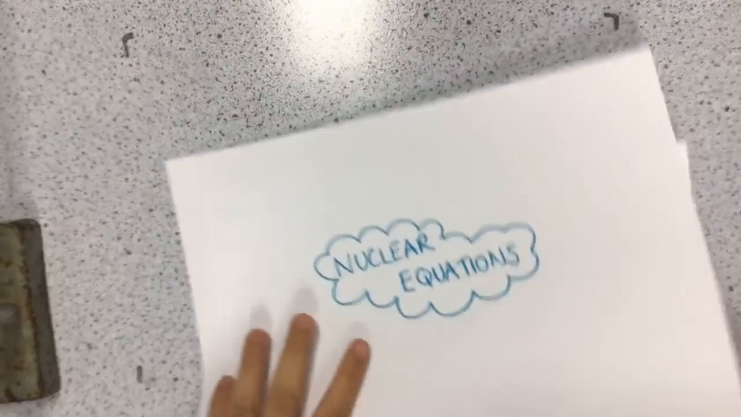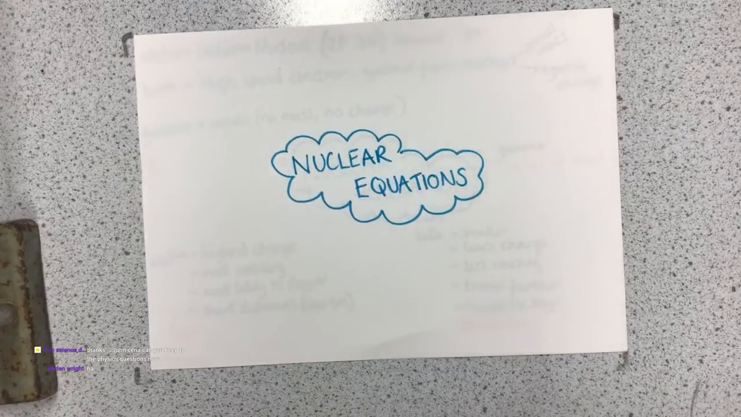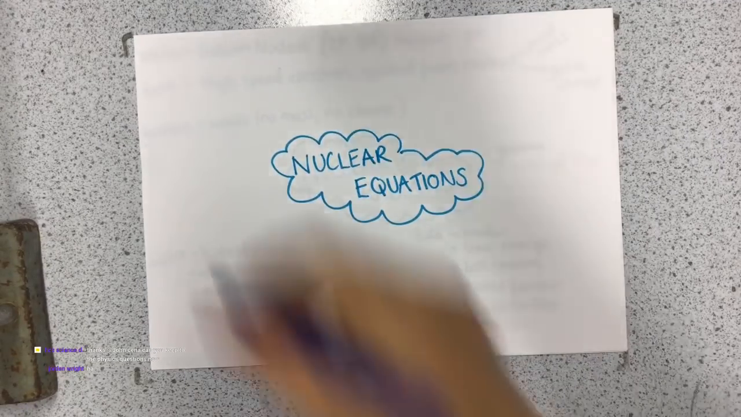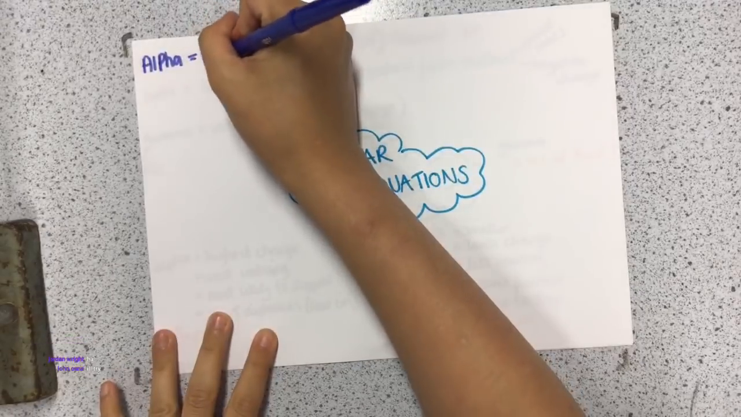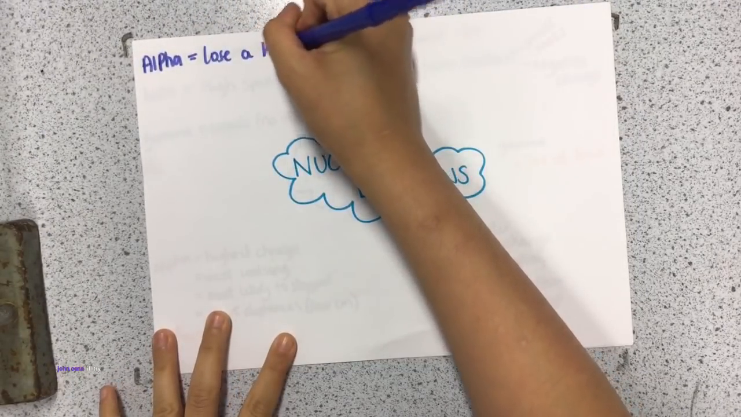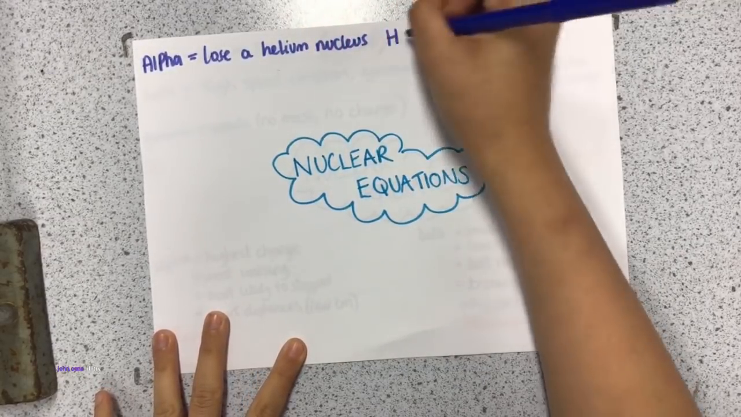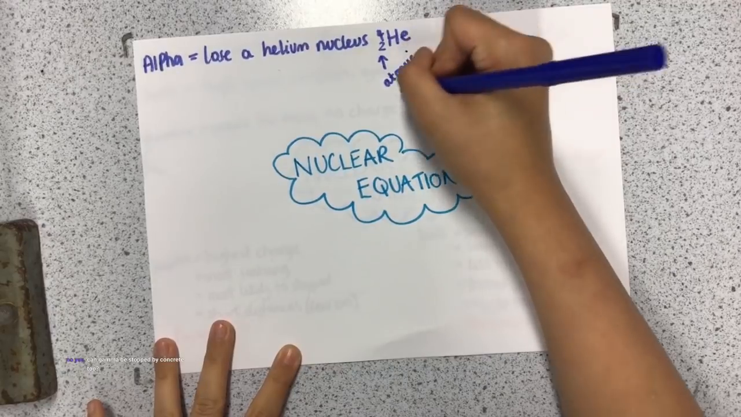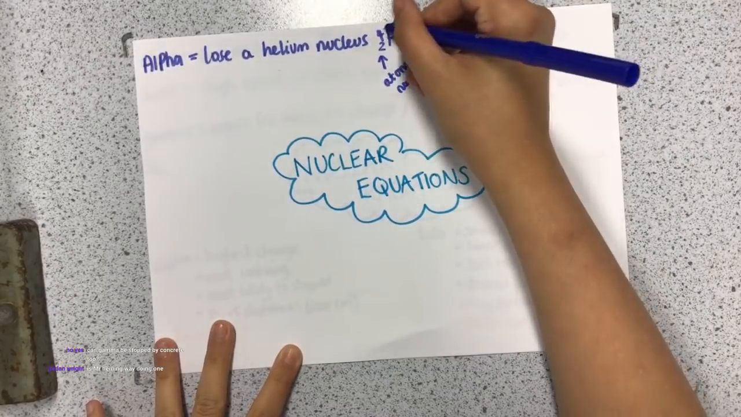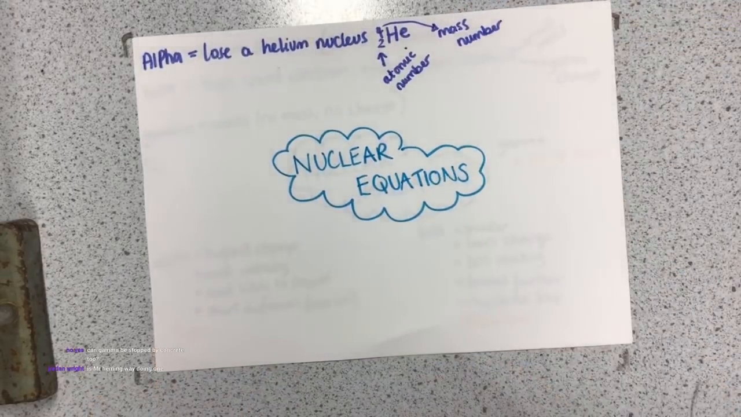Okay, nuclear equations then, and I know we're already over, so I will quickly go through this. So alpha, what colour shall we use? You lose a helium nucleus. Remember, which can be represented as 2 and 4. The bottom number being the atomic number, the number of protons. The top number is the mass number, which is the protons plus the neutrons. So if I give you an example of an alpha radiation nuclear equation.